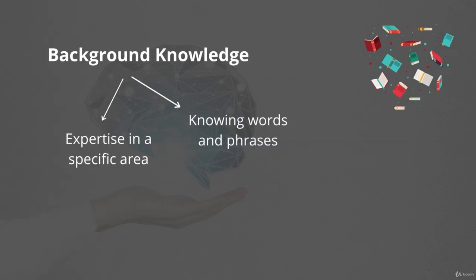But background knowledge is not only the expertise in a specific area, it is also knowing the words and phrases in this area. That's why some texts are extremely easy for you to read because you already know most of the words and it's easier for your brain to detect these words, while there are other texts which are really hard to read because it's really hard for your brain to detect sentence structure, words, and so on.